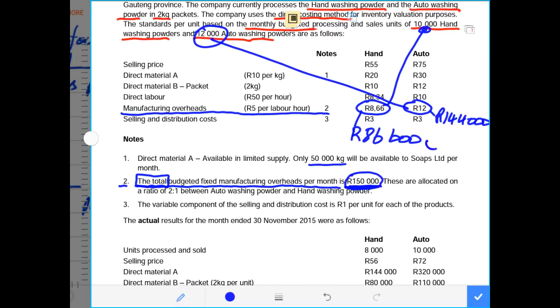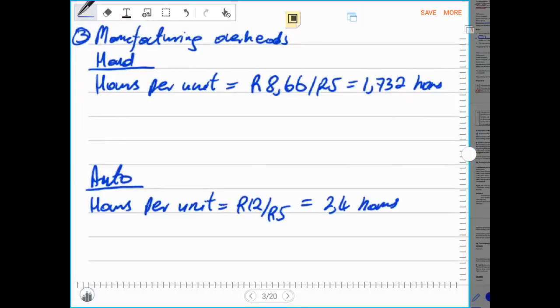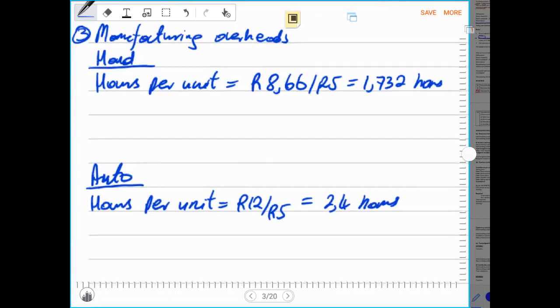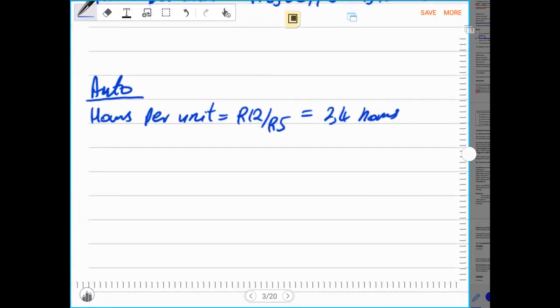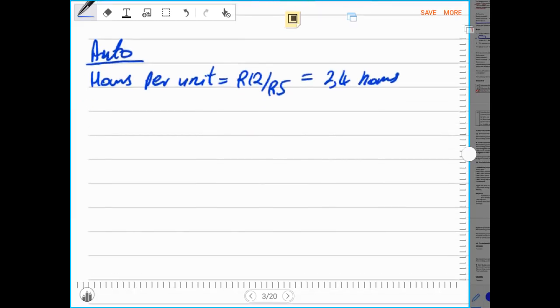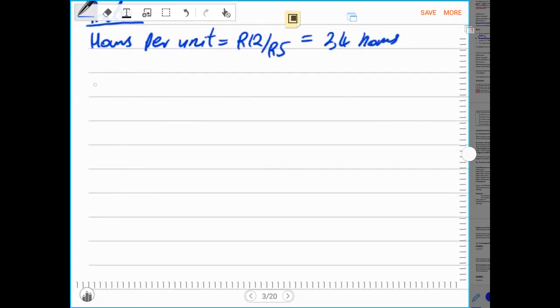And remember, these two figures include the fixed portion and the variable portion. So now we need to combine all of them, then we deduct the portion that is fixed, and whatever is the remainder becomes variable. So let us go to the calculations of the manufacturing overheads. Under manufacturing overheads, we need to calculate the total manufacturing overheads.